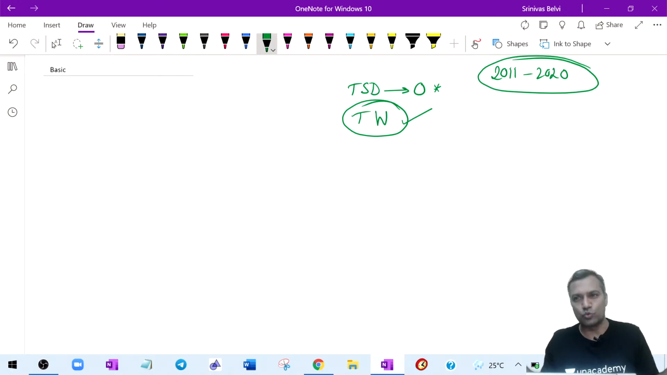Because it's all about work. Ultimately, your studies are also work. After that also you are going to work, work allocation, all that stuff. Therefore, there cannot be a single paper without time and work. From that perspective, it becomes important.